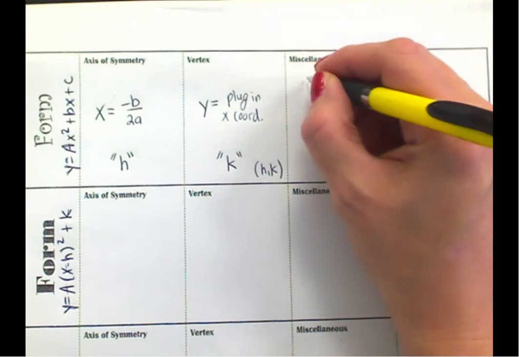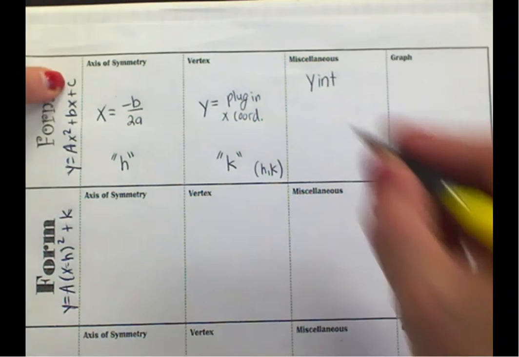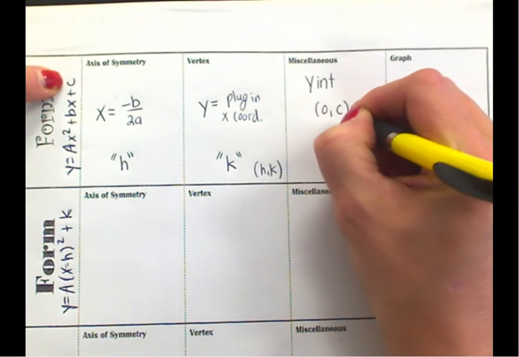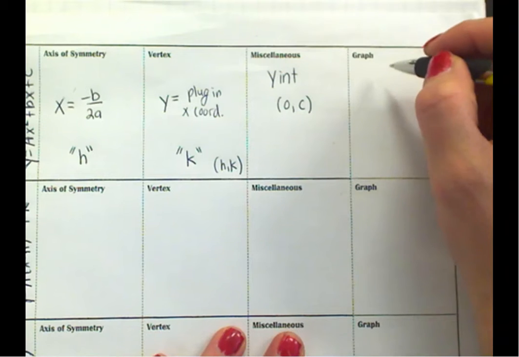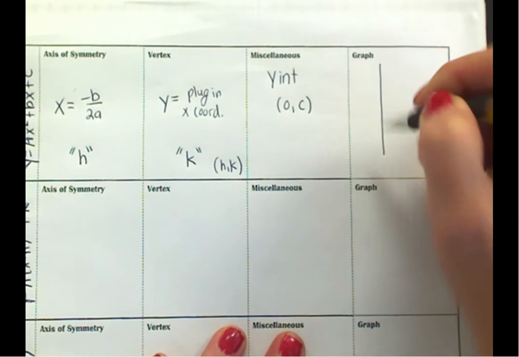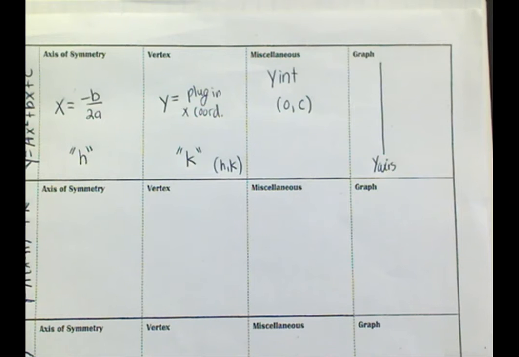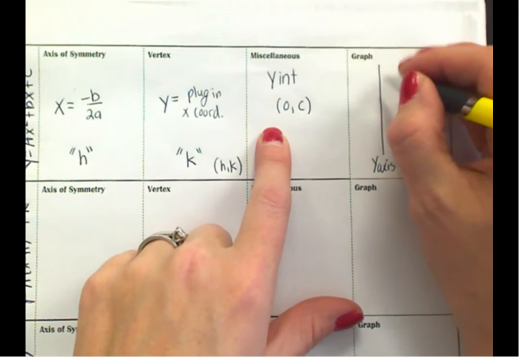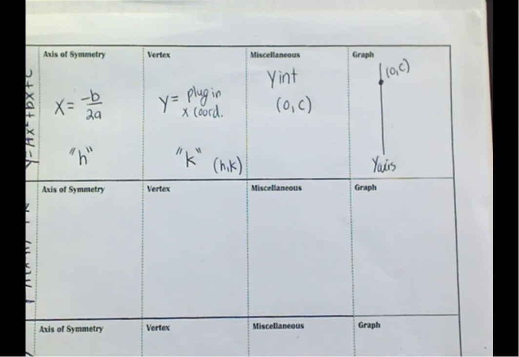Miscellaneous. This is kind of like, what information do I get from this equation? I get the y-intercept. That's the c over here. 0, c. Okay, so what is my graph going to look like? I am only going to put the y-axis here. I'm trying not to scale the graph. I don't want to limit you, but on the y-axis, we do need to know there is the point 0, c.